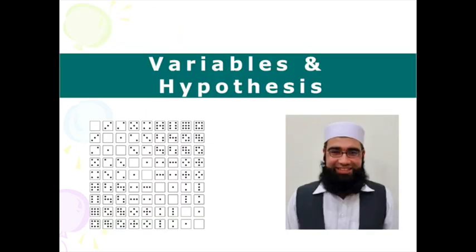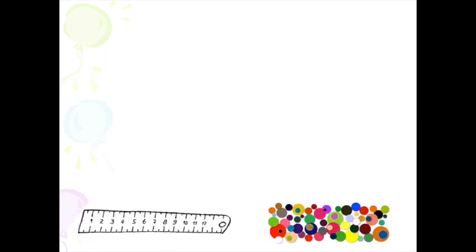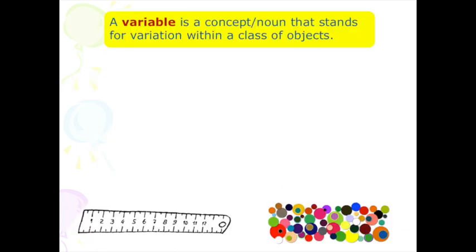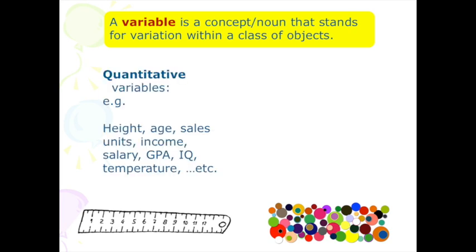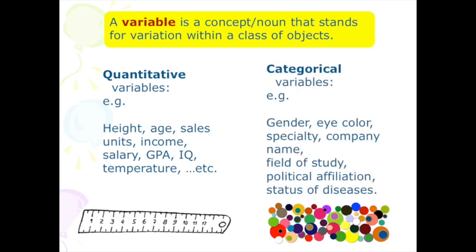Let's discuss two of the terms that will keep bothering you throughout as a researcher. One is the variables, and another one is hypothesis. A variable is a concept or a noun that stands for variation within a class of objects. So, as you can see, the word in itself explains itself. Anything that varies in a research is a variable. There are different ways of classifying variables. One of the ways is to classify them as quantitative and categorical variables.